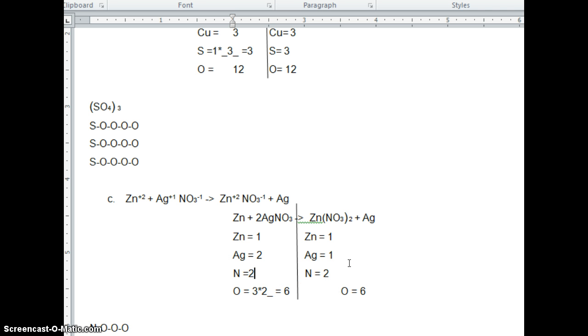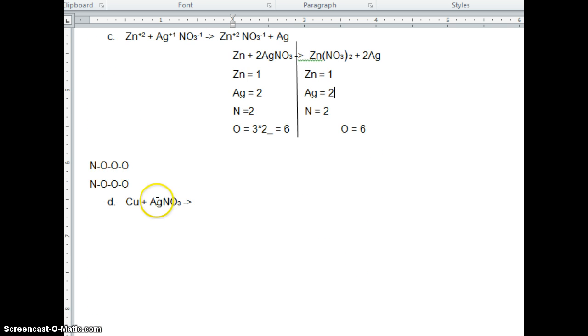Oh, look at that. I balanced my nitrogens as well. Woohoo! So now, what's the only thing left I need to balance? My silvers. I have 2 on this side. So what do I need to put right there? A 2. And now I'm balanced. All right. Let's go ahead and do the last one for this section.